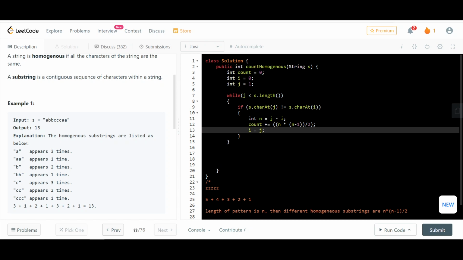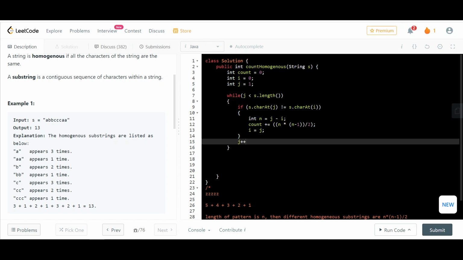Then now what you do is your i becomes j, that is fair. And do you do j plus plus every time? So does this make sense? Let's do ABCD. Your i was 0, your j starts with 1, and obviously j and i do not match, so you get 1, and then now your j is 2, i is 1, okay, j is 3, i is 2.